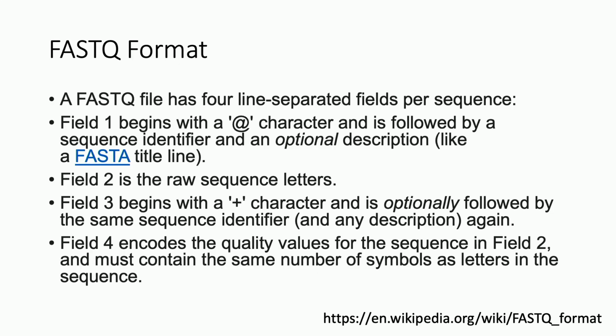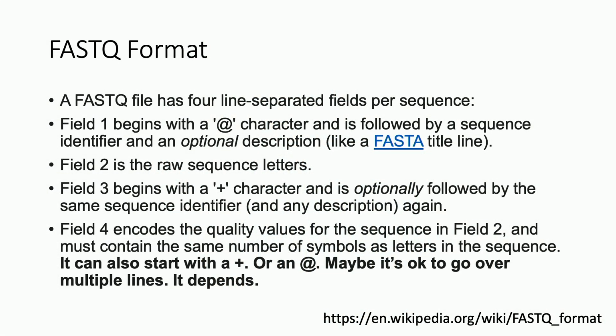So the FASTQ format is relatively straightforward. It's got 4 lines. The first line starts with an @. The second line has those raw sequences, As, Cs, Ts, and Gs. The third has a plus, and optionally some other things. And the fourth line has those quality values, and must have the same number as the sequences. The fourth line could also actually start with a plus, or an @ actually. And they could be on multiple lines, sometimes. So it's easy to parse, right?